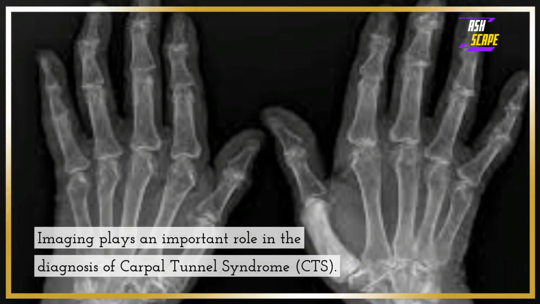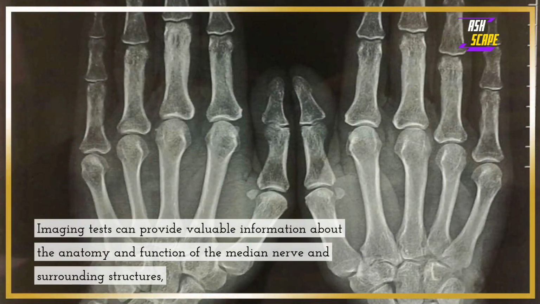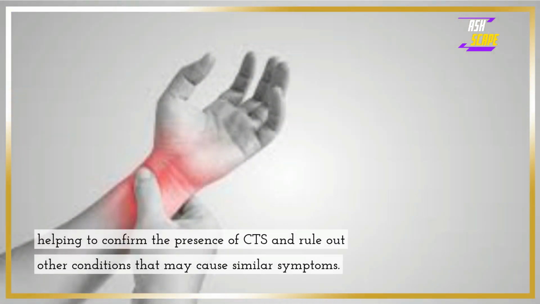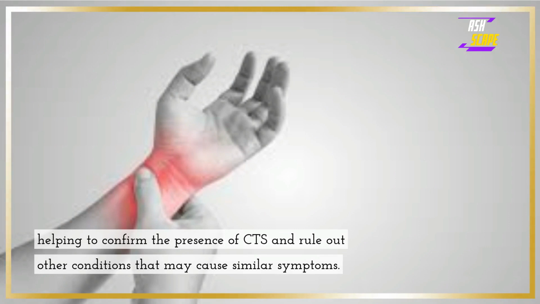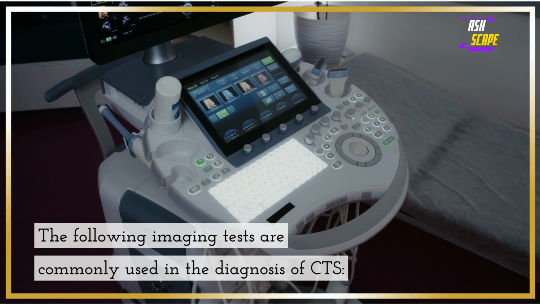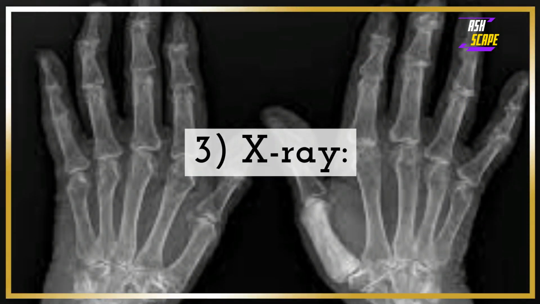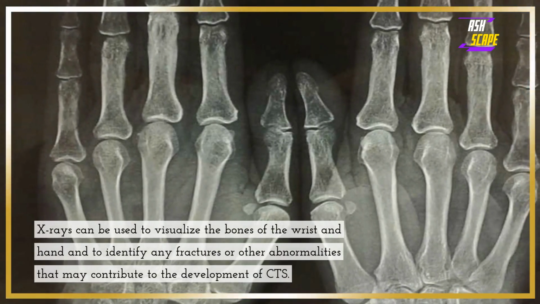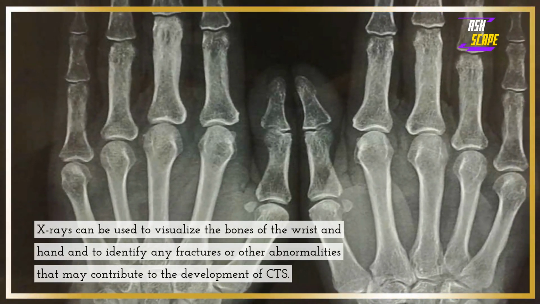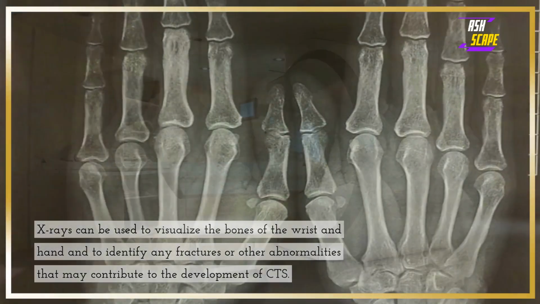Imaging plays an important role in the diagnosis of carpal tunnel syndrome, CTS. Imaging tests can provide valuable information about the anatomy and function of the median nerve and surrounding structures, helping to confirm the presence of CTS and rule out other conditions that may cause similar symptoms. The following imaging tests are commonly used in the diagnosis of CTS. 3. X-ray. X-rays can be used to visualize the bones of the wrist and hand and to identify any fractures or other abnormalities that may contribute to the development of CTS.